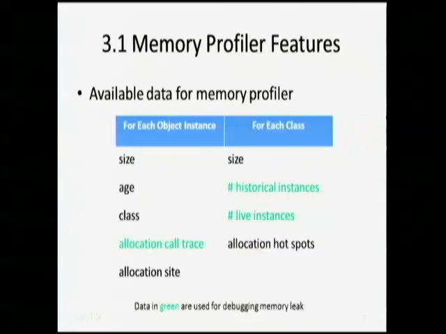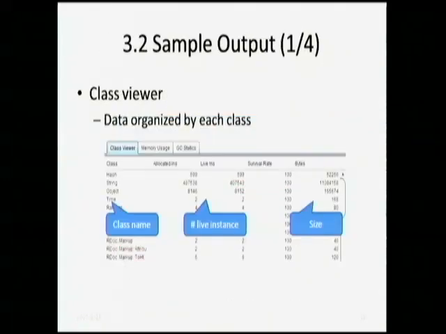Okay, now that you have a general idea about the memory profiler, I will talk about the main points in it. First of all, the memory profiler can collect a lot of data from the Ruby virtual machine, as you can see in this table. The data in green is what we use to debug the memory leak problem. And based on this data, we can create different analysis reports for the user. I will give you some examples.